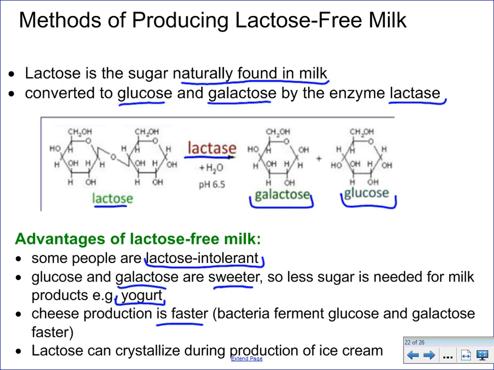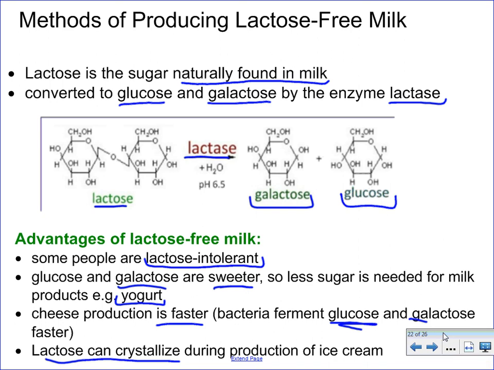So bacteria ferment glucose and galactose a lot faster. So if we remove the lactose or break down that lactose for the bacteria, it removes a step that they have to do. And then in production of ice cream, the presence of lactose can actually cause crystallization, creating those crunchy ice crystals. So removing that lactose can help improve the shelf life of ice cream.